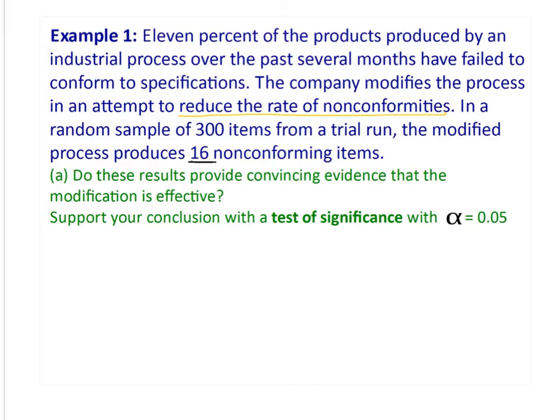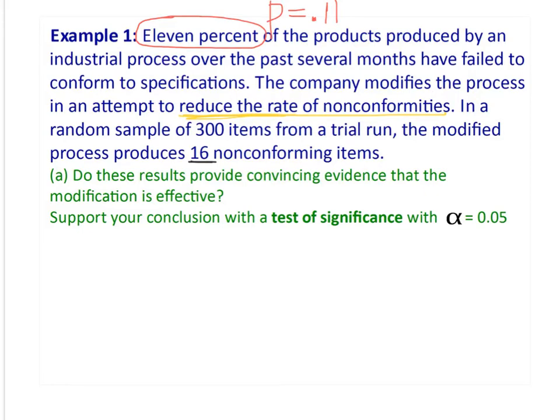So if I think about this problem before I do anything, I'm going to annotate some important pieces. The first piece is 11%. This is going to be P. So P equals 0.11. This is my starting value. It says we started with 11% of the products failing to meet specifications, or being nonconformities. We're looking to reduce the rate. So we started with 11%. We're trying to reduce the rate.